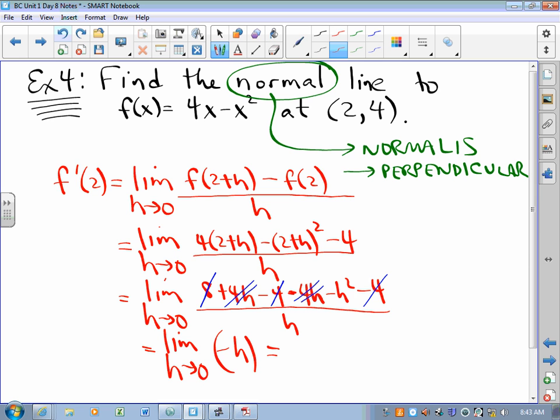Well, as h gets closer and closer to 0, that gets closer and closer to 0. So the slope of the tangent line is 0, which means the slope of the normal line is the opposite reciprocal of that. That's an undefined slope, and so we know that the perpendicular line has to be a vertical line. And the normal line, if it's going to be a vertical line going through 2, 4, has to be x equals 2.